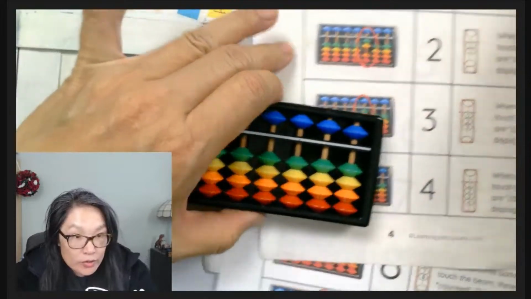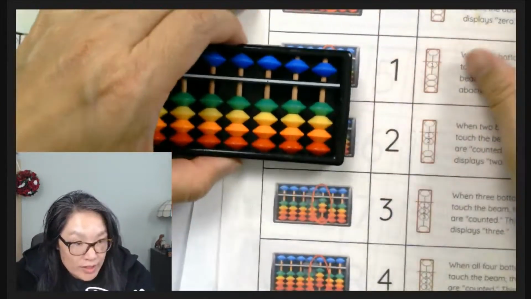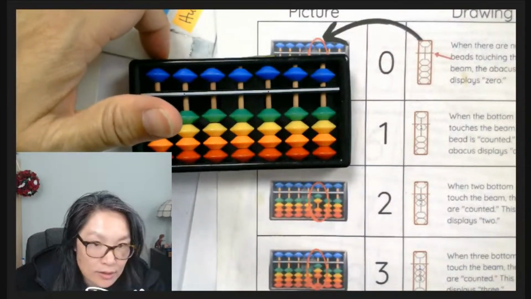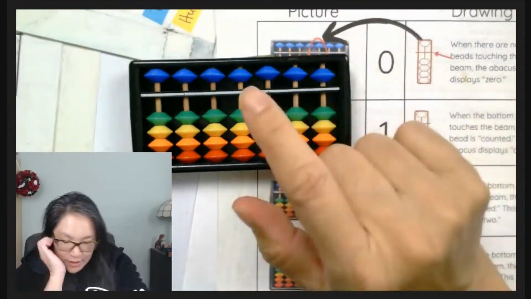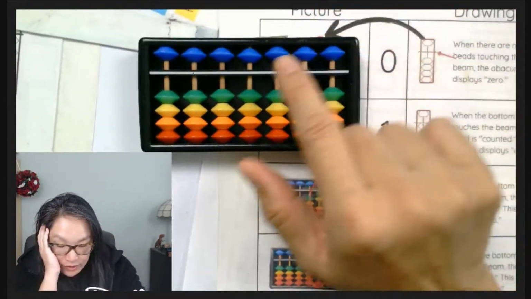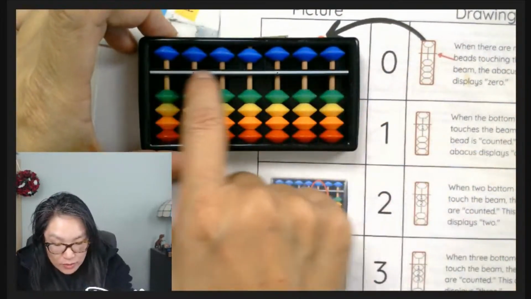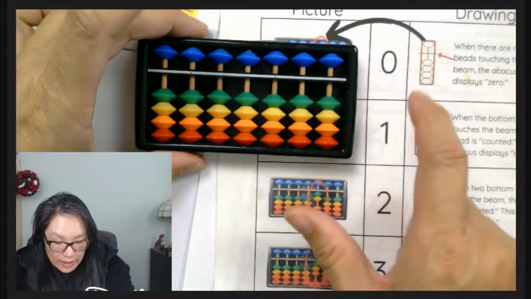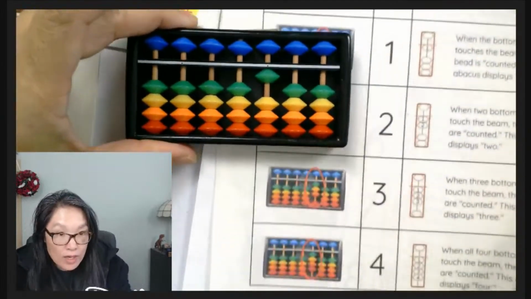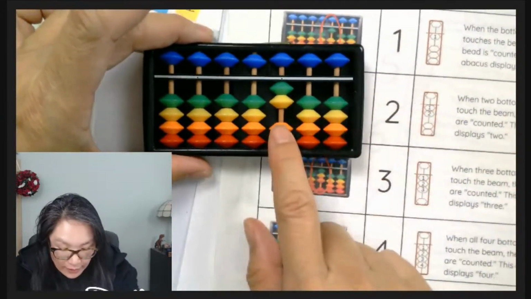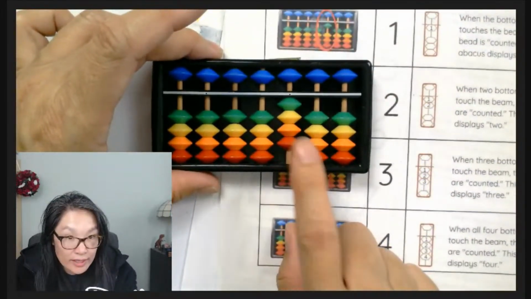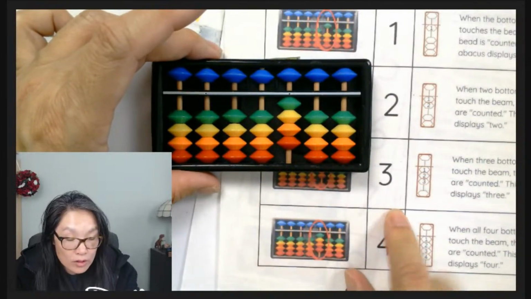So what we're going to do is let's do a little review. When we do zero, the abacus is a little bit addicting. So, sorry. Okay, so we do zero. This is zero. Why? Because none of the beads are touching the horizontal bar. So this is zero. Then after zero is one. After one is two. And then we have three. So that's what three looks like. And then we have four. After four, we have five.